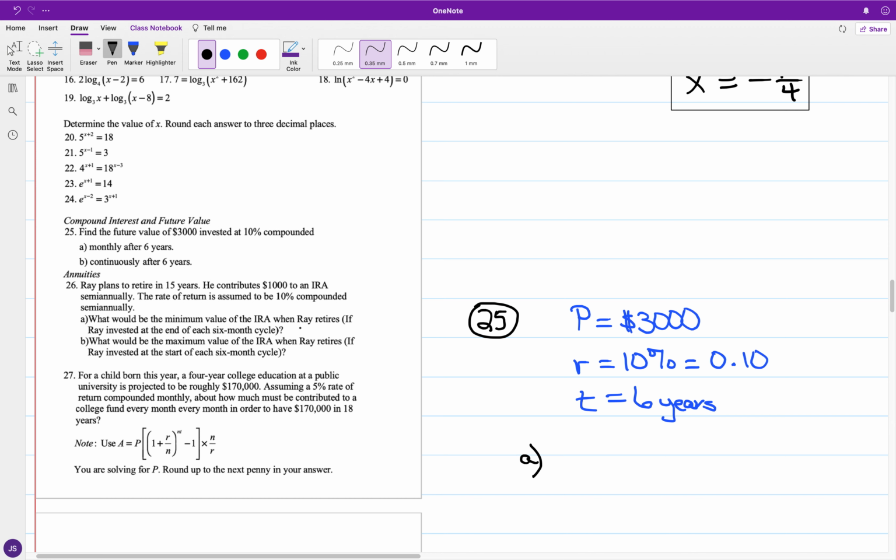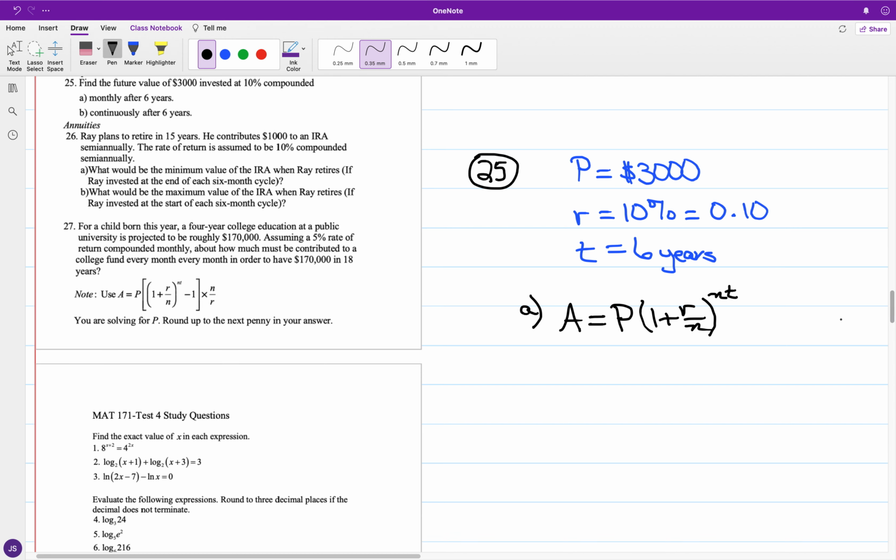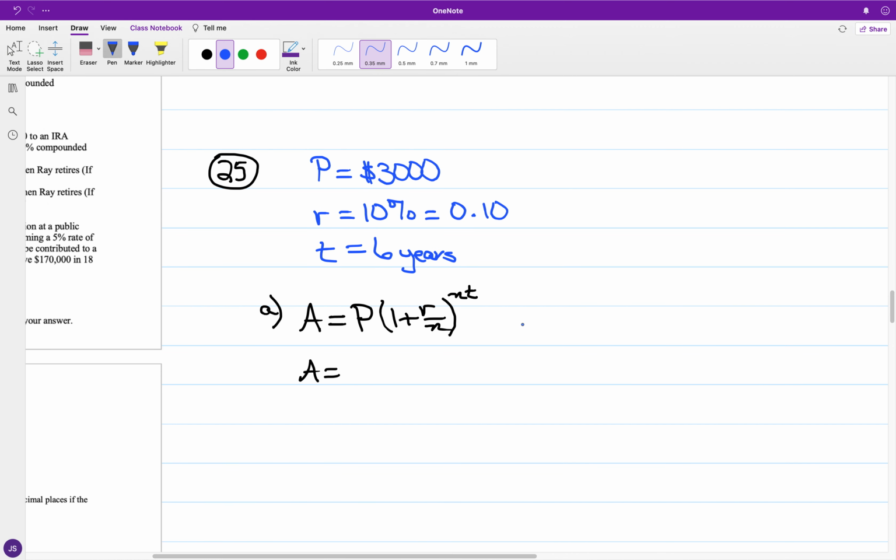And for A, with non-continuous compounding, we have this version of the future value formula. A is equal to P times the quantity 1 plus R over N, to the N times T power. In the case of monthly compounding, we have the formula, and N is equal to 12. This is monthly.